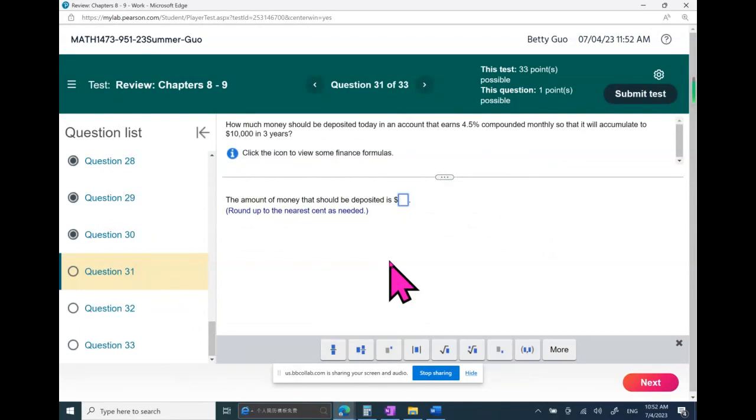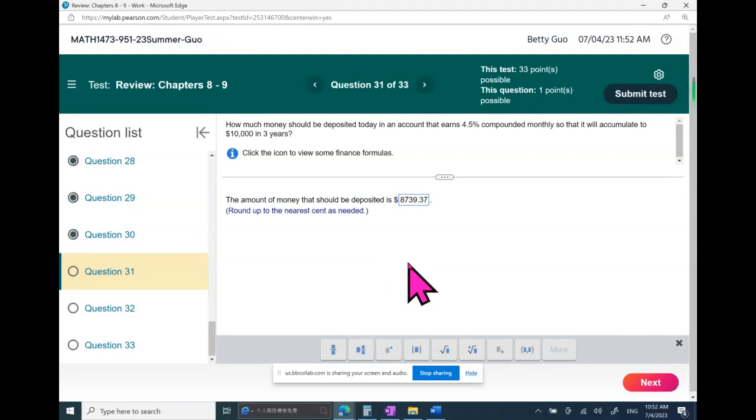So if we use the calculator, we are going to use 10 grand, 1, 2, 3, 4, divided by a parenthesis. In the parenthesis, we have 1 plus the monthly interest rate, which is 0.045 divided by 12. Close the compounding factor and raise it to the power of how many periods? 3 years, so 12 times 3 is 36. And the answer I got, to the nearest cent, is 8739.37.